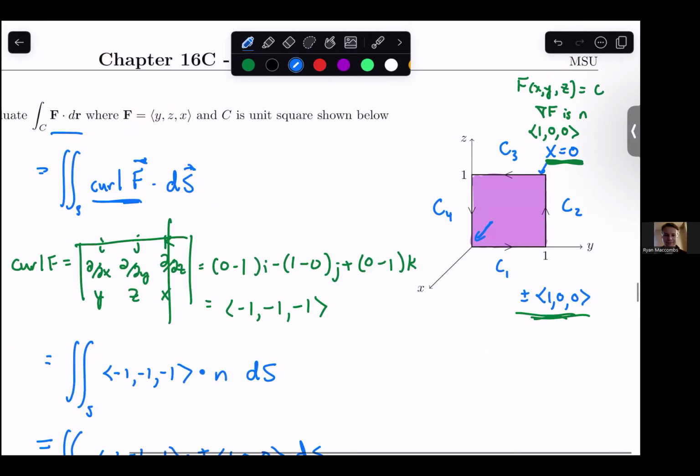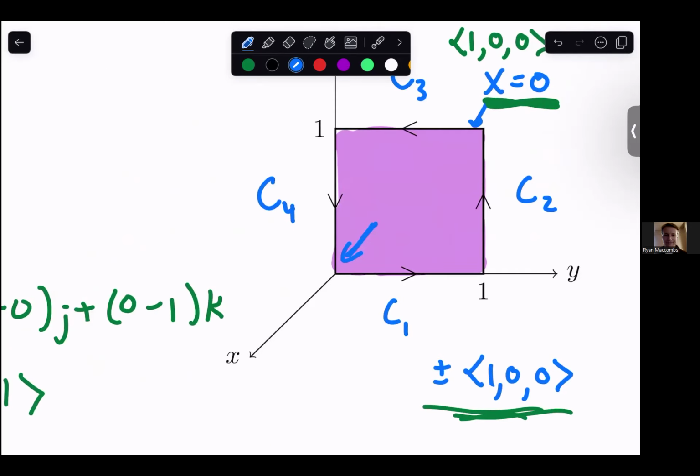So let's go back here really quick and think about whether this should be the positive or the negative. If I use my right-hand rule, my fingers on my right hand need to follow the curve. So when I put my hand up here, I'm trying to get my fingers to follow the curve as it goes around. And when I do that, my thumb seems to be pointing outward.